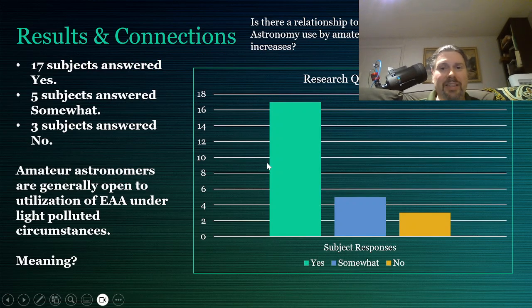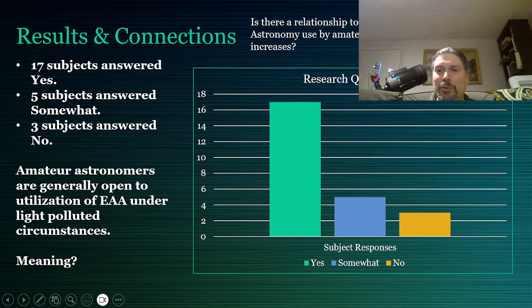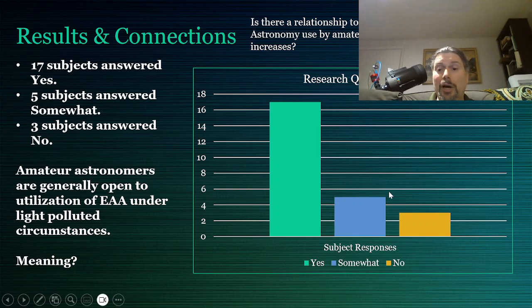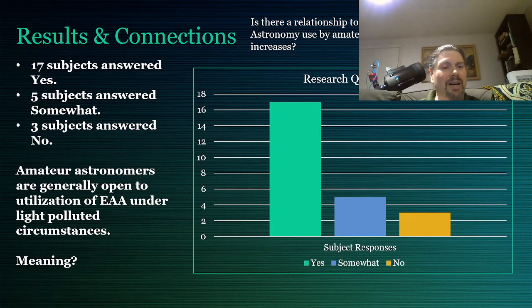So, looking at the results and connections here, is there a relationship to the rise of EAA as amateur astronomers deal with light pollution, right? We had 17 out of 25 answer yes, 5 answered somewhat, and 3 answered no. So, making a generalization here, again, it's a limited study, they're generally open to utilization of EAA under light polluted circumstances.